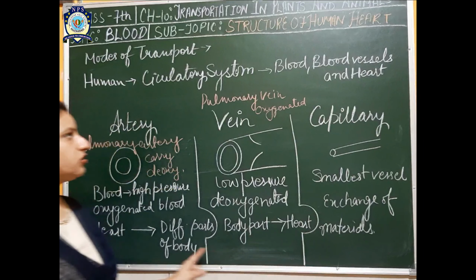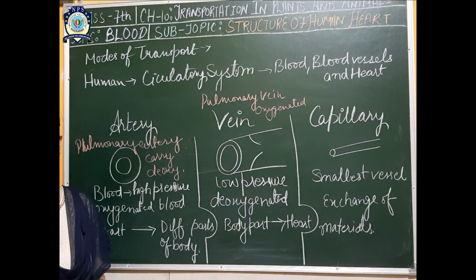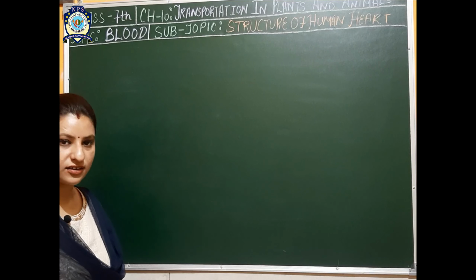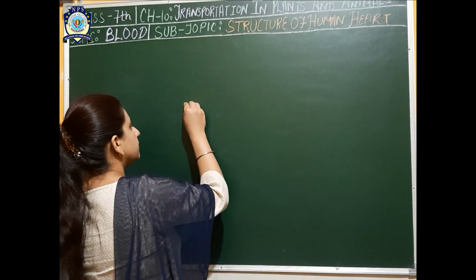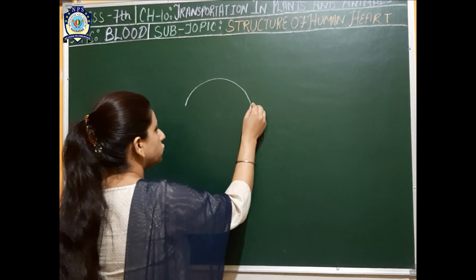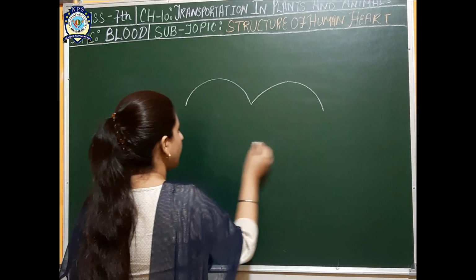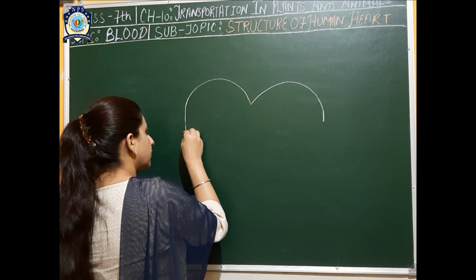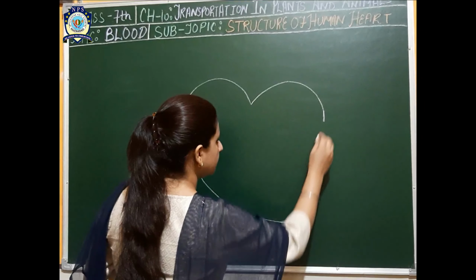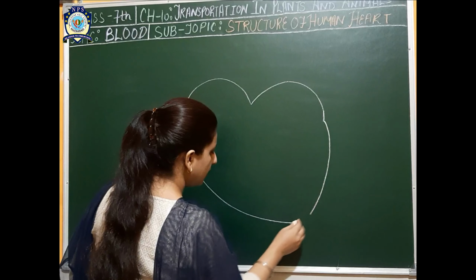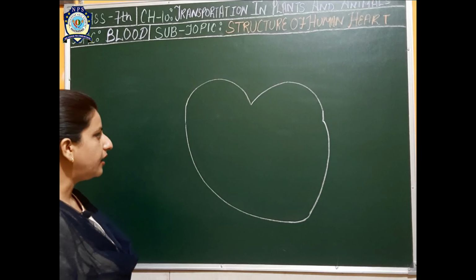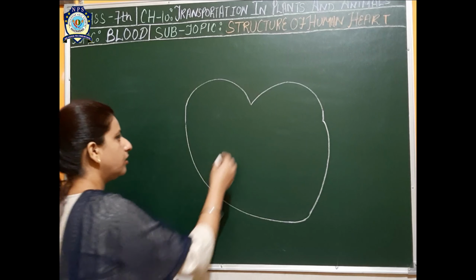So this is all about the three types of blood vessels, and now we will discuss the heart. First we will draw the structure of the heart. We know that the heart has four chambers, and if we look closely, the heart is a little bit tilted towards the left side of the body. And it has four chambers.